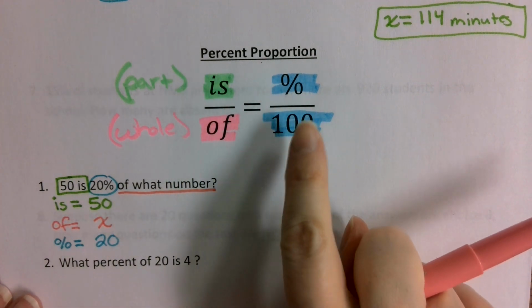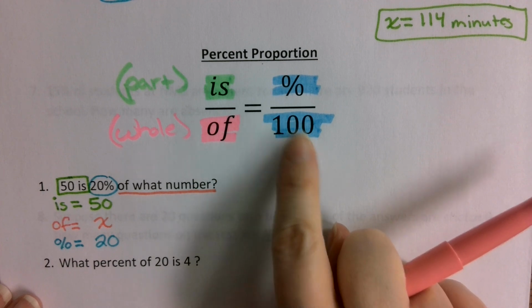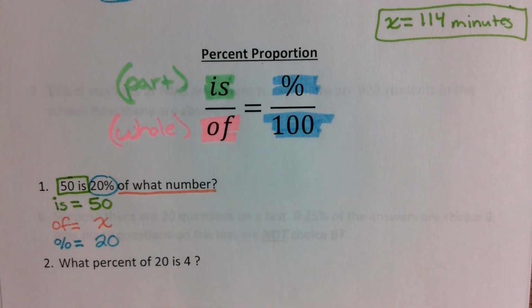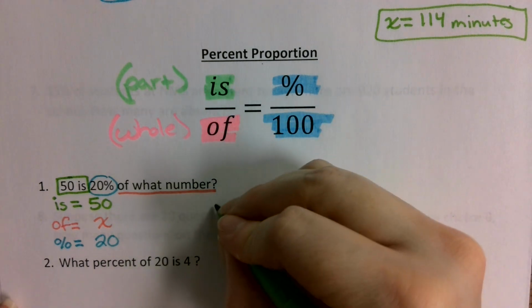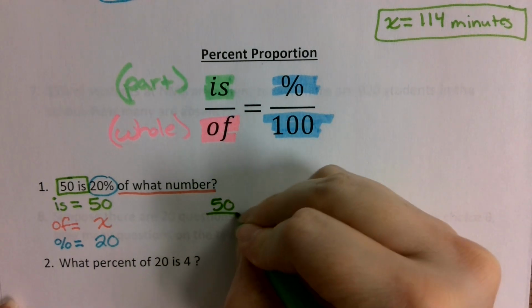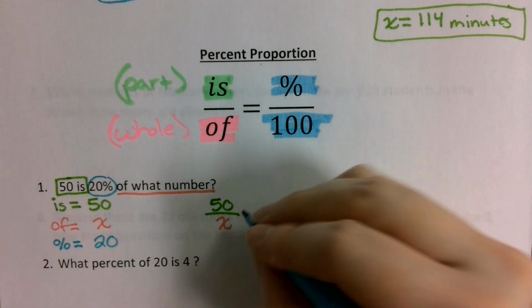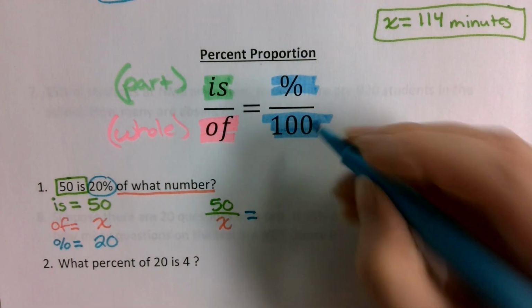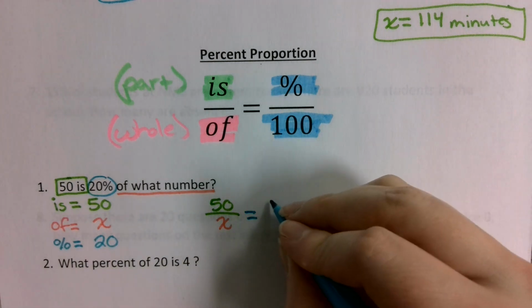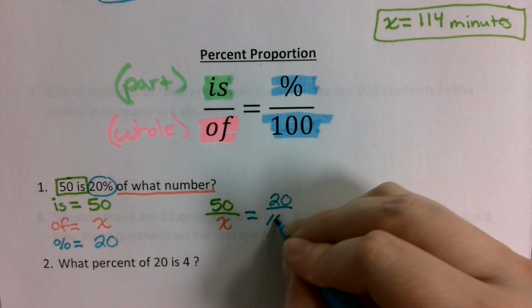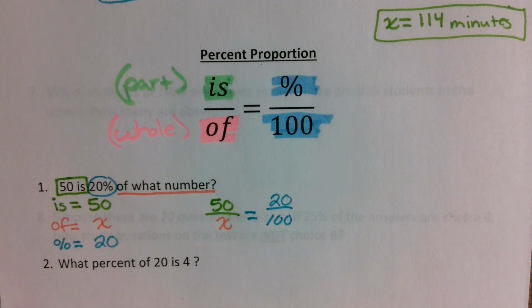Remember, the fourth component is always going to be that 100. That 100 is never going to change. So then we're just going to set it up. We're going to set it up as is over of. So that means it's going to be 50 over X equals my percent over 100. My percent was 20. 20 over 100. And then we just solve.